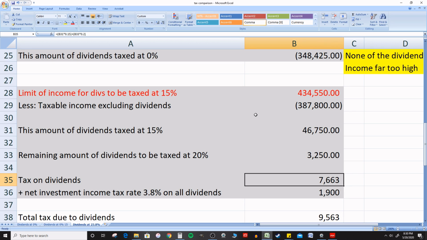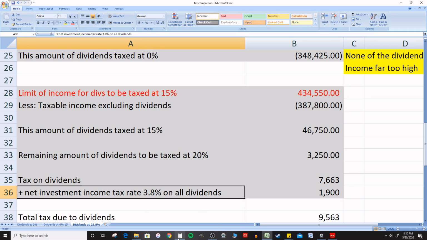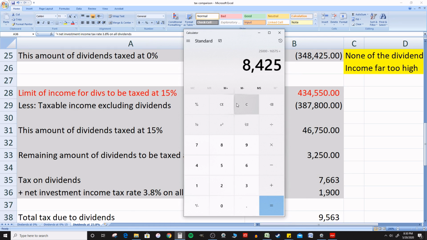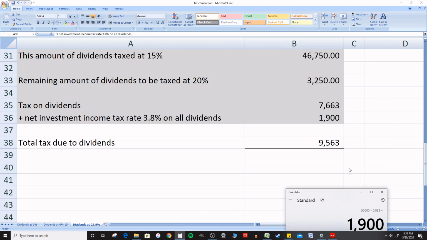But wait, there's a twist. There's more taxes to be paid, and that is because, yes, a part of your dividends get taxed at 20%, but once your income goes over $250,000 a year, then you also have to tack on the net investment income tax that was put in place during the Obama administration, and that's another 3.8%. And that is calculated on all of the dividends. So to get that, we would take the 50,000 times 0.038, and that's another $1,900 in taxes that we would have to pay due to net investment income taxes.